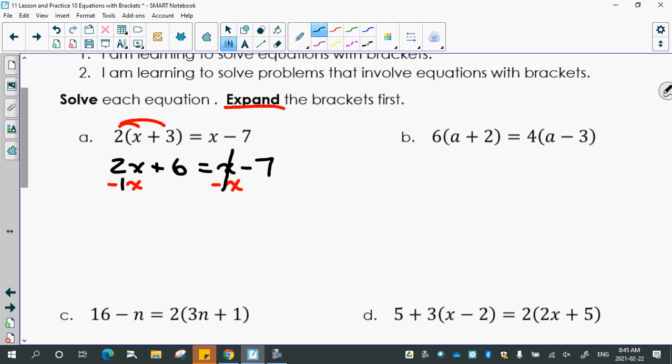Is everybody good with that? 2x minus 1x. So, and I can just write x. I don't have to write 1x. The 1 is understood to be there. x and 1x are the same thing. I still have the plus 6. And on this side, I had a 0 pair, but I've got the negative 7. Don't forget the negative sign there.